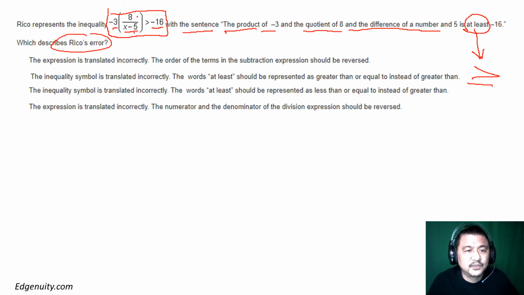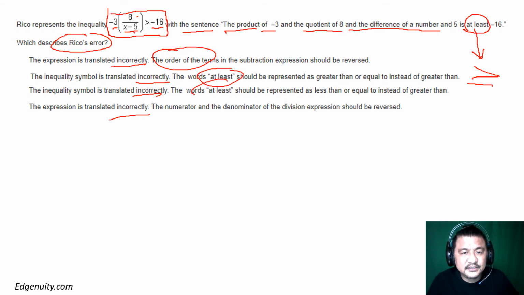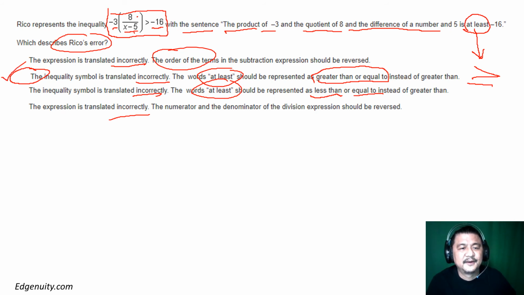So, let's read this one. The expression is translated incorrectly. Yes, it is incorrect. Is it about the order? No. Is it about the word at least? Yes, it's about at least. And what is the symbol of at least? It should be at least should be represented as less than or equal to. No, it should be greater than or equal to.